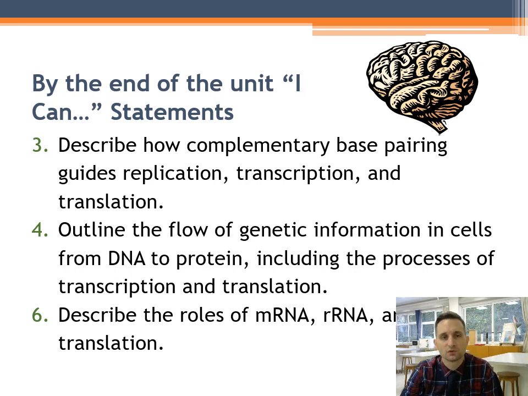So in this section notes, we'll describe how complementary base pairing guides translation. We've already done it for replication and transcription. We'll outline the flow of genetic information in cells from DNA to a protein. So we've started that process. We've gone from DNA to the mRNA. Now we need to make the next steps to tRNA and the protein, something we worked on in the protein synthesis activity. And then describe the roles of mRNA, rRNA, and tRNA. We'll be talking about how those three types of RNA are involved in the translation process.